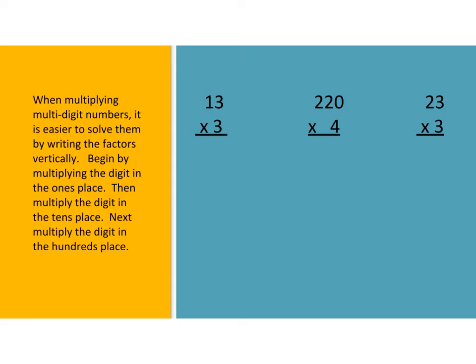When we move beyond the basic multiplication facts and we start multiplying multi-digit numbers, it is easier to solve them by writing the factors vertically. So we'll begin by multiplying the digit in the ones place. Then we'll multiply the digit in the tens place. Next, we'll multiply the digit in the hundreds place, if there is one.